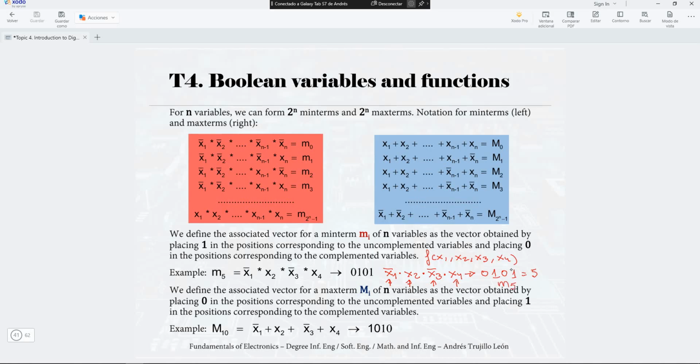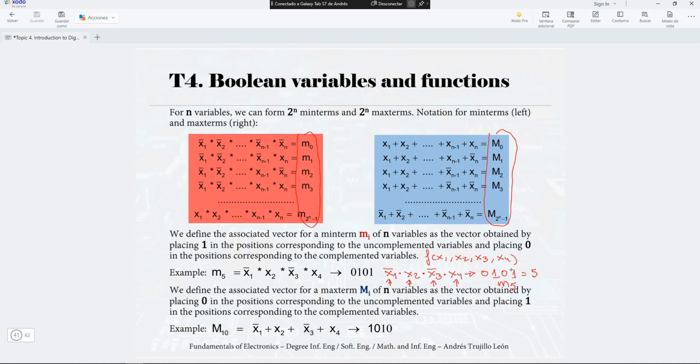Okay? For the minterms we are going to use lowercase m, and for the max term we are going to use uppercase M. We are going to assign also a number to the max terms, but we are going to do it in the opposite way. Why? Because remember the duality principle. If we use logic products, we are going to use logic sum in the other. And if we use ones, we are going to use zeros in the other.